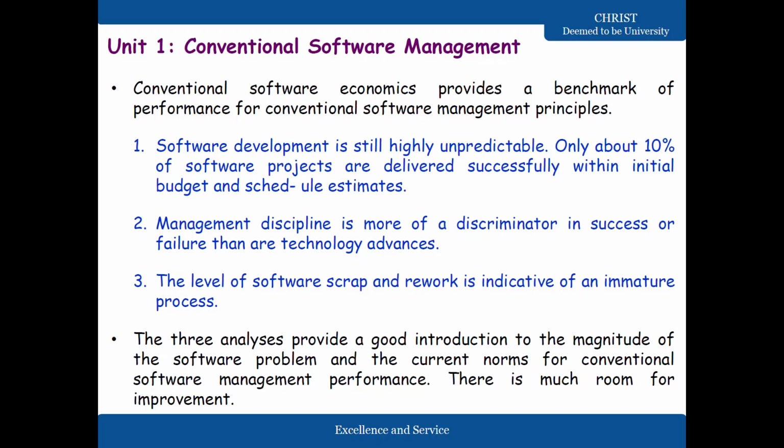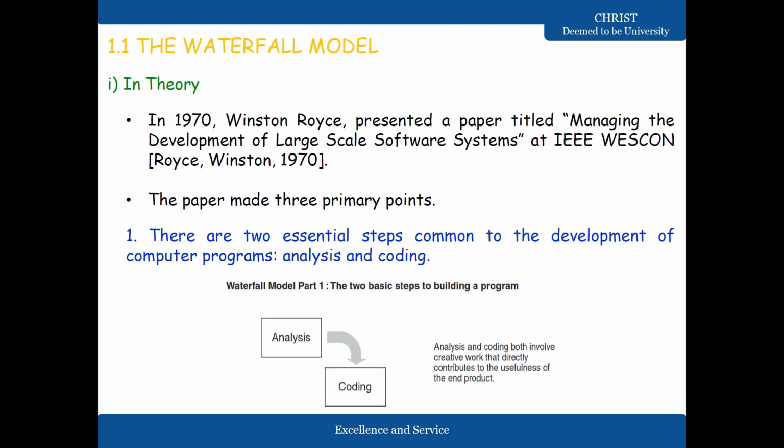Now, the third point is that the level of software scrap and rework is indicative of an immature process. The tree analysis provides a good introduction to the magnitude of the software problem and the current norms for conventional software management performance, and there is much room for improvement. Okay, you must understand that conventional software management is the old methodology which has flaws, which is not perfect, and so there is room for improvement.